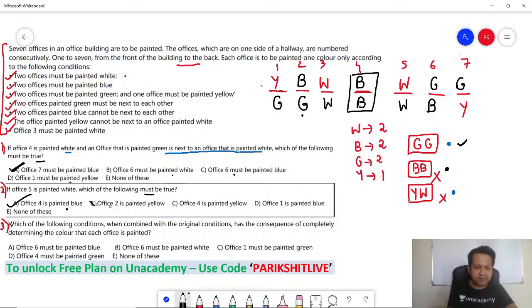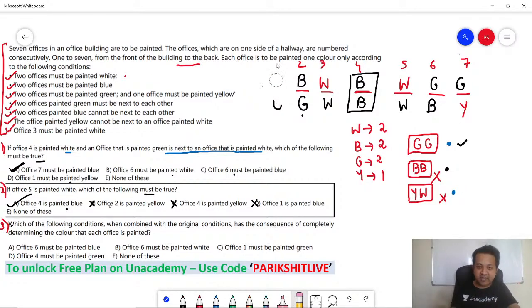So B is incorrect. C. Office 4 is painted yellow. Even that is incorrect. Office 1 is painted blue. Even that is incorrect. None of these. That's not the answer. Answer is option A. Got it? So again from the CET 2015 series.